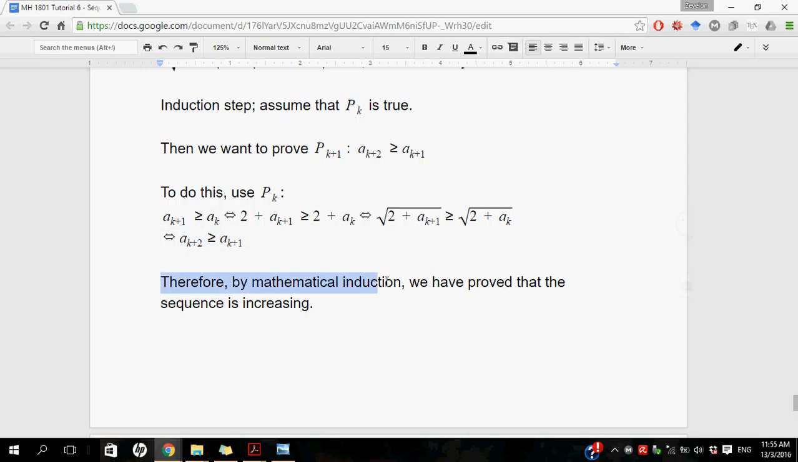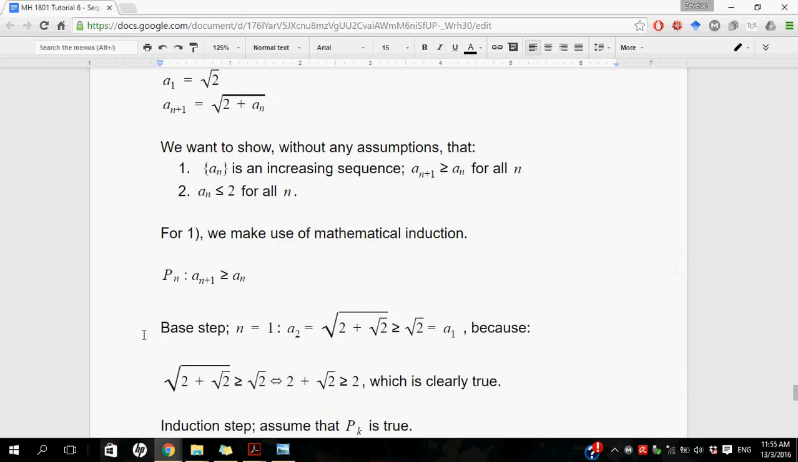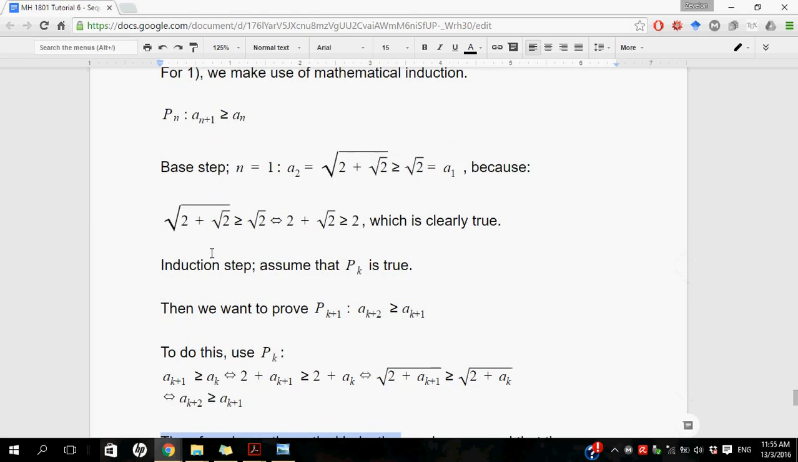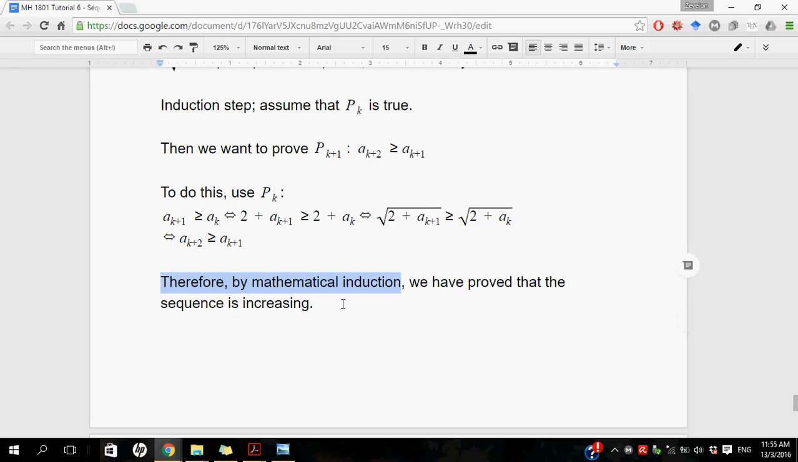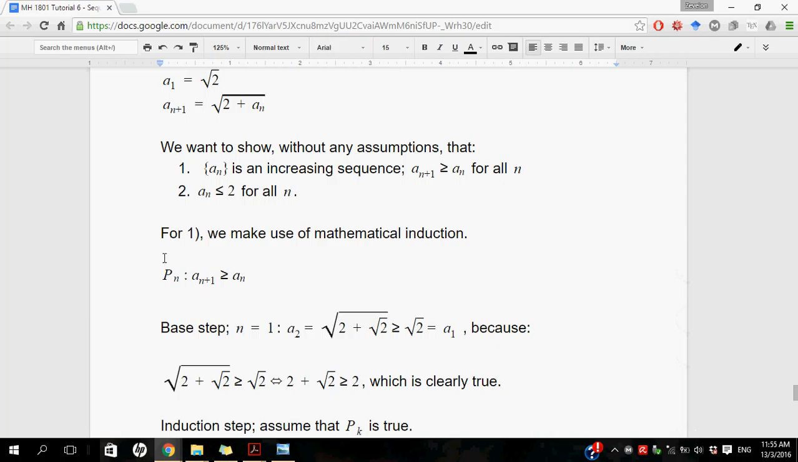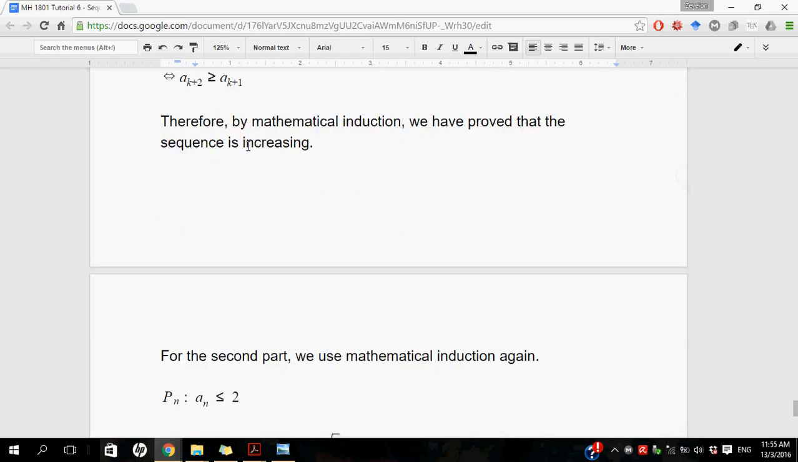And therefore, by using mathematical induction, once you know that the base step has been proved and the induction step has also been proved, mathematical induction shows you that you have proved that Pn is true for all values of n, for all n as you see here. Therefore, we have shown that the sequence in question, An, is an increasing sequence. So that settles the first part.